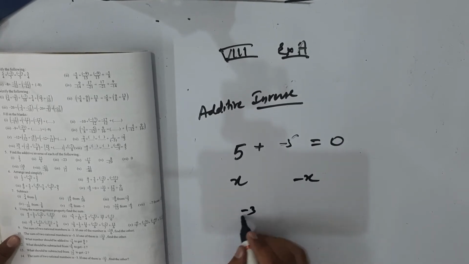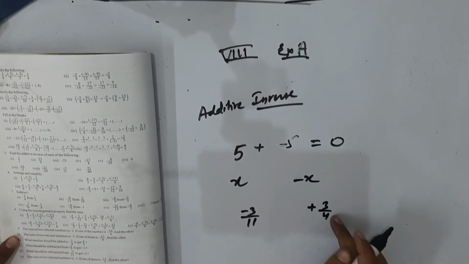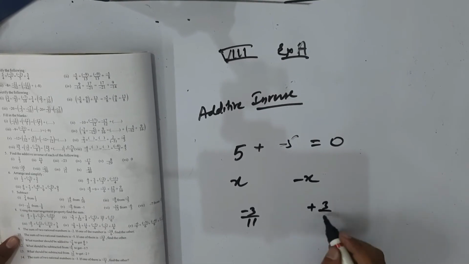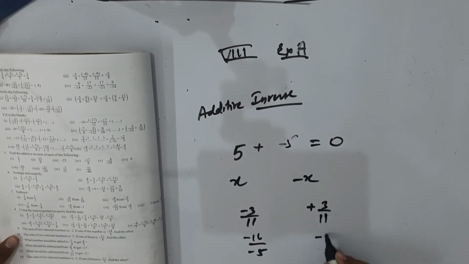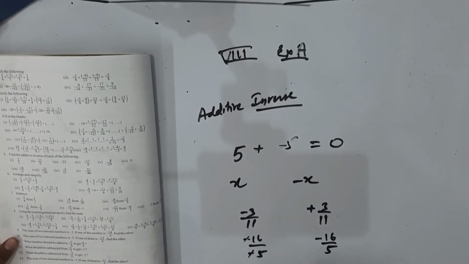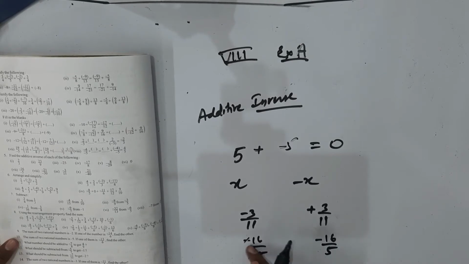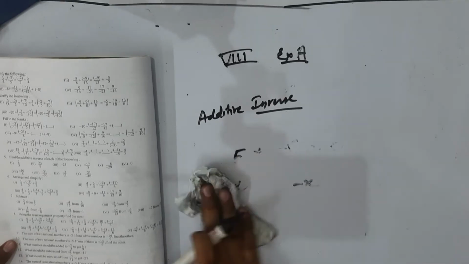Additive inverse of minus 3 upon 11 will be plus 3 upon 11. Additive inverse of minus 16 upon minus 5 will be minus 16 upon 5. Now how is it? Because minus minus is always plus. So here it is plus, then the additive inverse will be minus. It is very easy, I think. Just need to add a minus sign. Whatever it is here, add a minus sign, you will get the additive inverse.